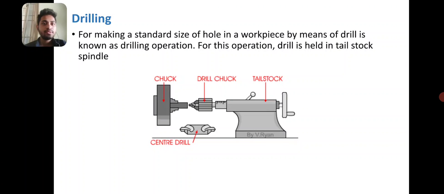The final one is drilling. Making a standard size of hole in a workpiece by means of a drill is known as drilling operation. For this operation, the drill is held in tailstock spindle. For drilling operation, the drill bit is fed into the workpiece by the tailstock.